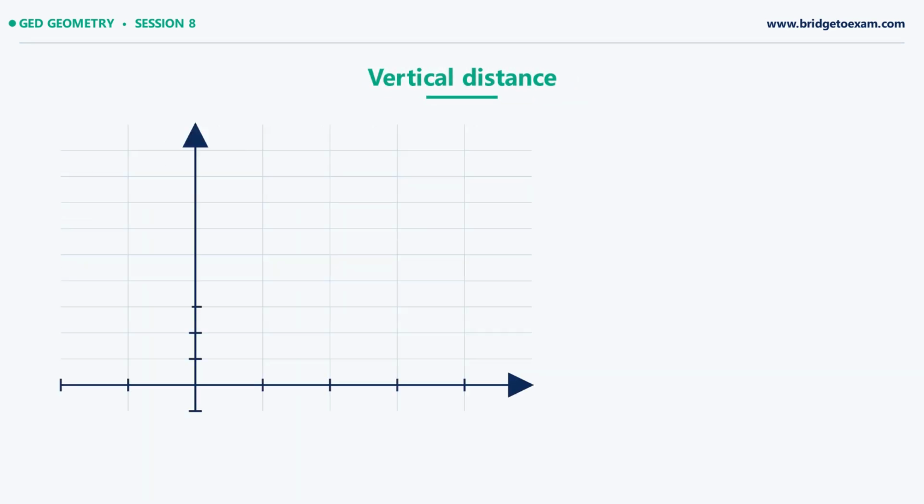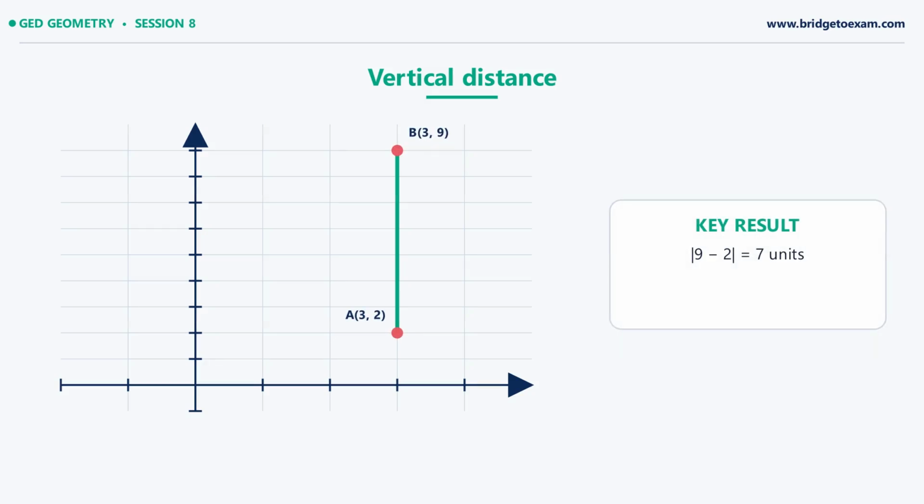From (3, 2) to (3, 9), the x values match, so the segment is vertical. Subtract the y values. The absolute value of 9 minus 2 is 7. A distance is never negative, which is why absolute value is built into this shortcut.